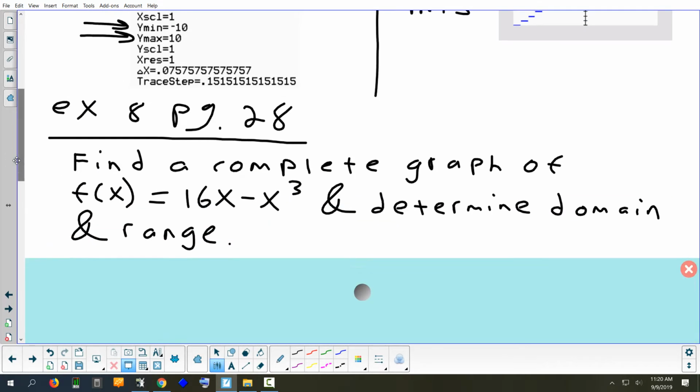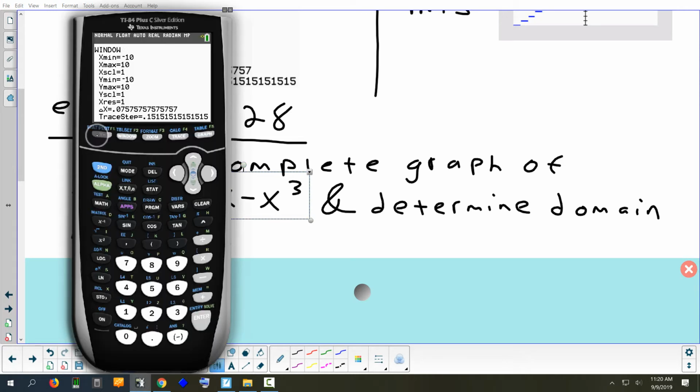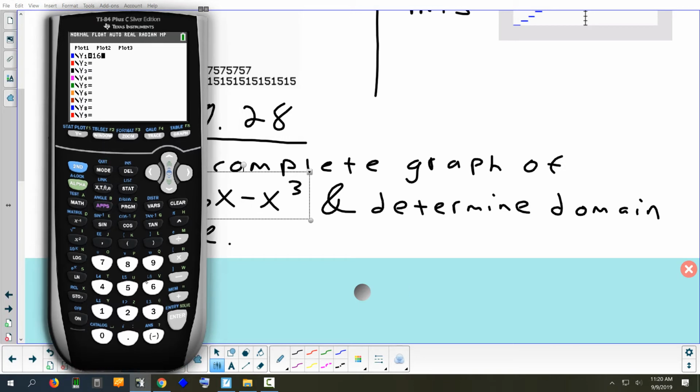All right, let's try another one just to practice domain and range. It's not a step function. This is a cubic polynomial with an exponent of 3. Anyone remember what I told you about that exponent in terms of how many times the graph could turn? It's one less than the exponent. One less. So it could turn twice. Let's see what happens. Here we go. 16x minus x cubed.